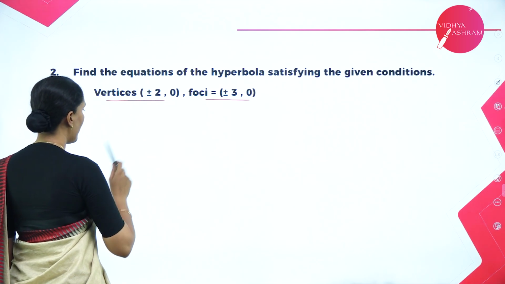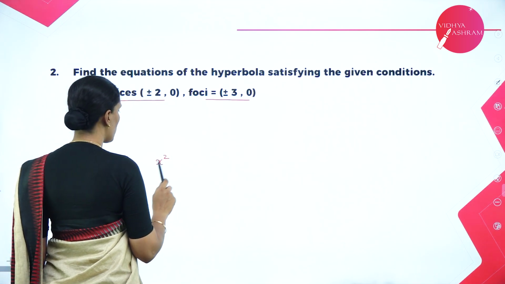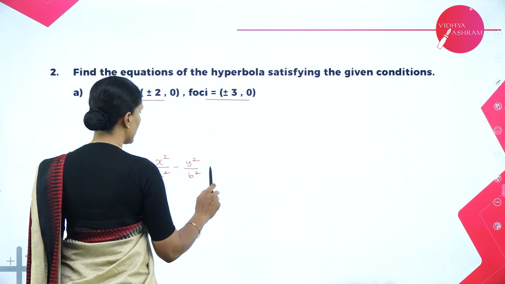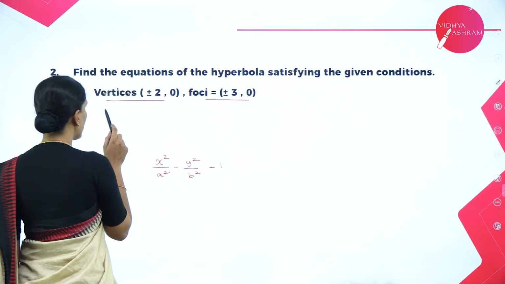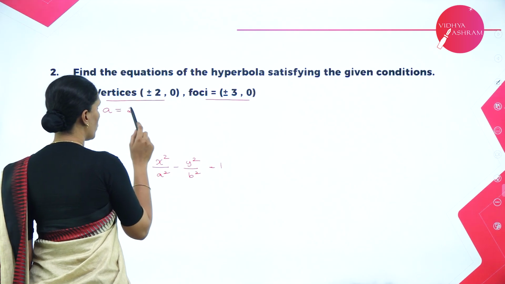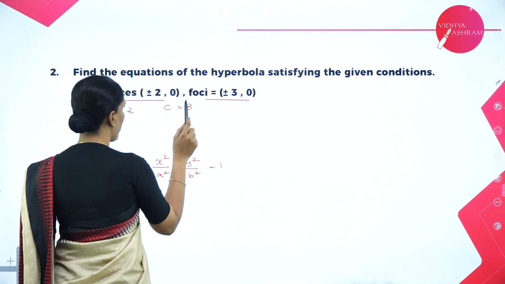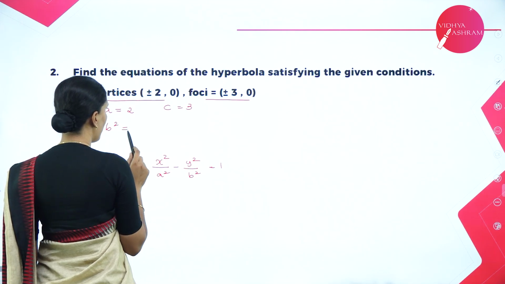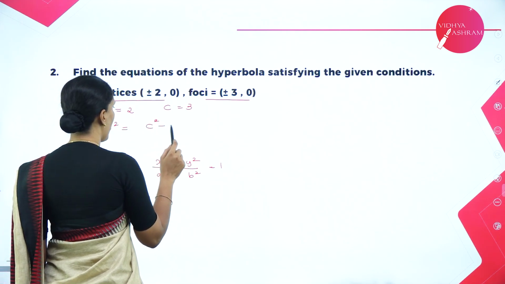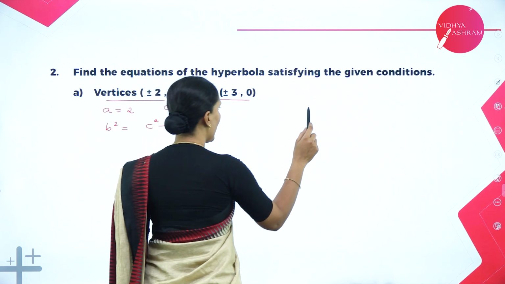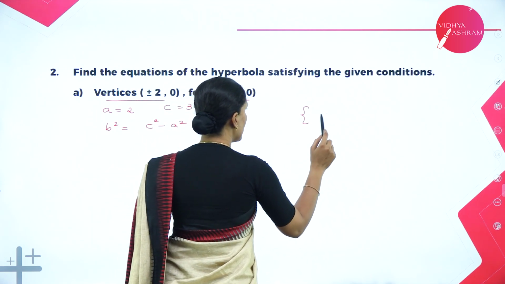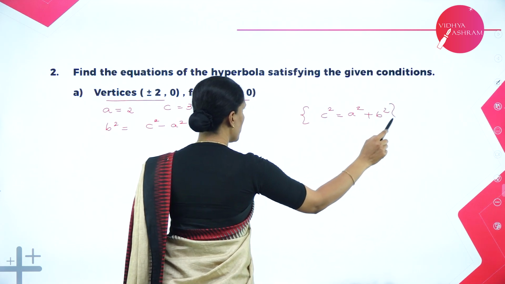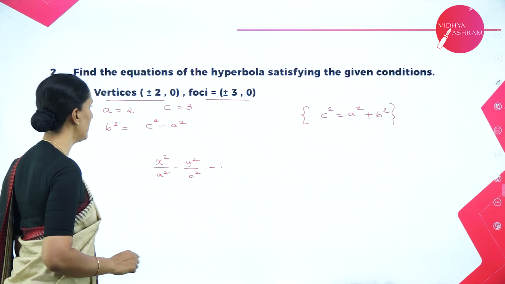So therefore, the standard equation is of the form x square by a square minus y square by b square is equal to 1. Now from this we have a is equal to 2, c is equal to 3. We need to find b square. So b square can be written as c square minus a square, because we have a relation that c square is equal to a square plus b square. So using this relation we can find b square.